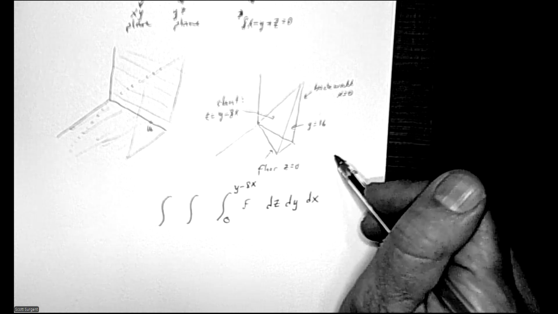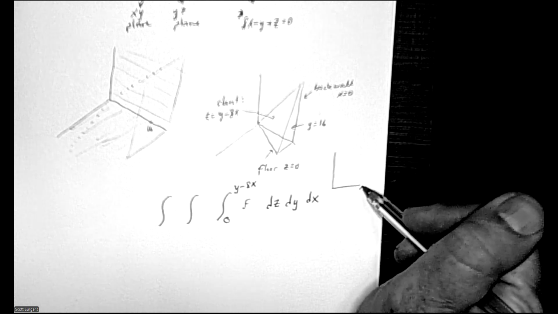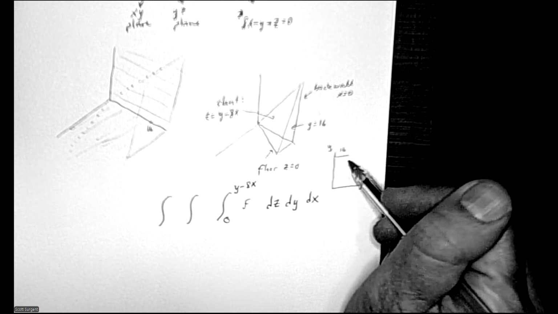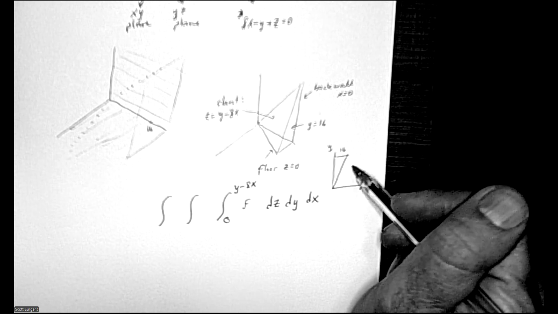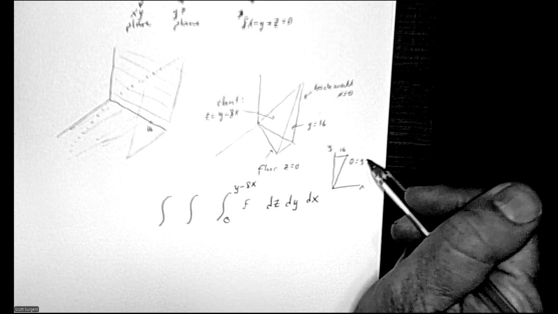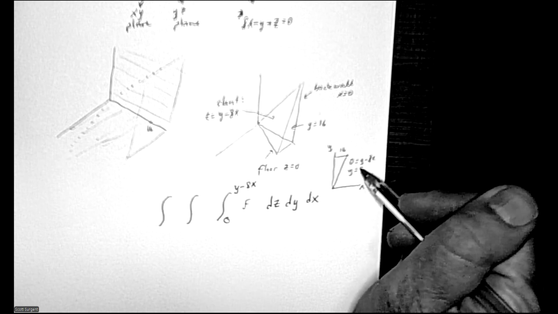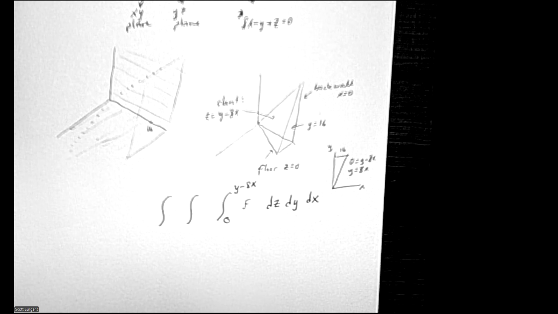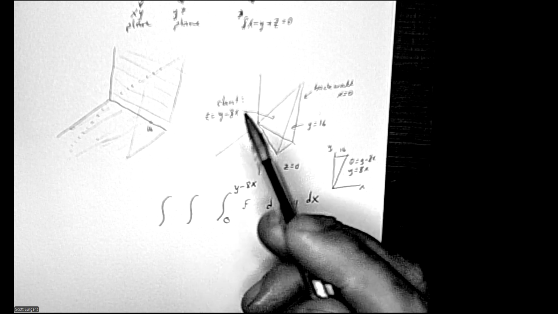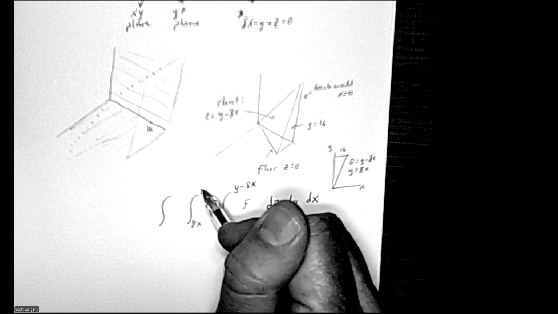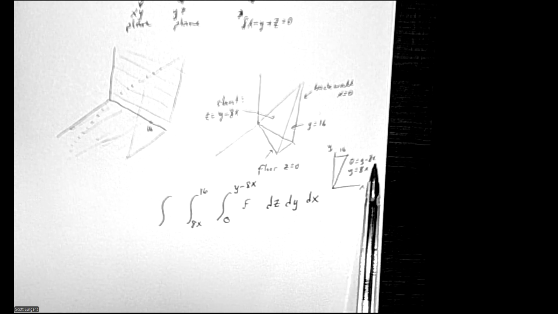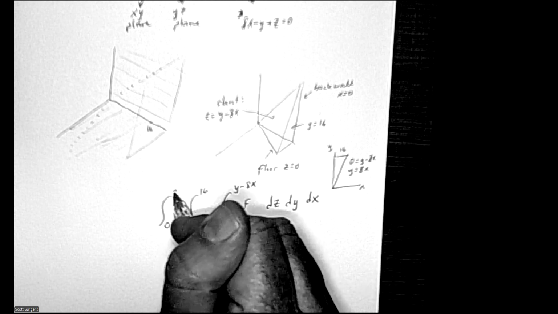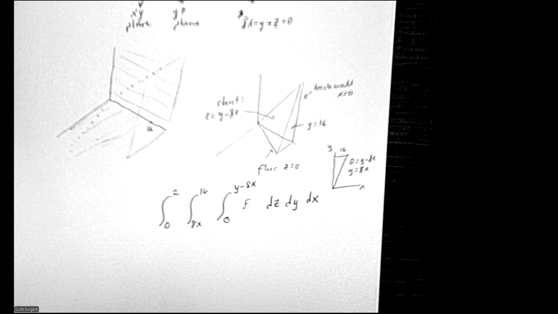So then I look at just the part on the xy plane. That's going to be the 16, and that'll be this guy right here. And since z equals 0, I have 0 equals y minus 8x, or in other words, y equals 8x. So now if I do dy, I draw an arrow in the y direction. It's going to enter at 8x and leave at 16. And then my x bounds will be from 0 to 2 because 8 times 2 makes 16. Okay, that's the traditional one.